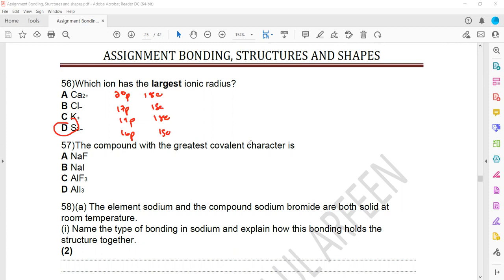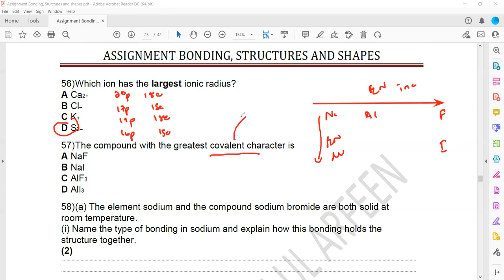The compound with the greatest covalent character. So how to identify the greatest covalent character? It means the one which has a small difference in electronegativity. Remember, electronegativity increases as we move across the period, and decreases as we go down. So we have the elements which are given: sodium, which is group 1, aluminium, fluorine, and iodine. Because greatest covalent character means a small difference in electronegativity.